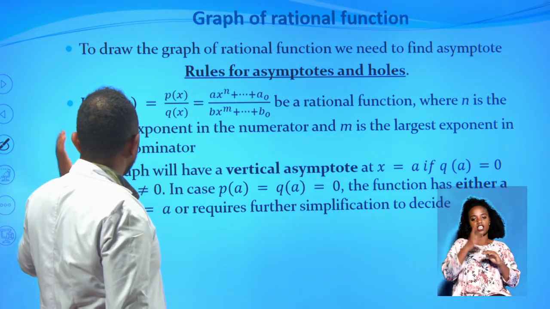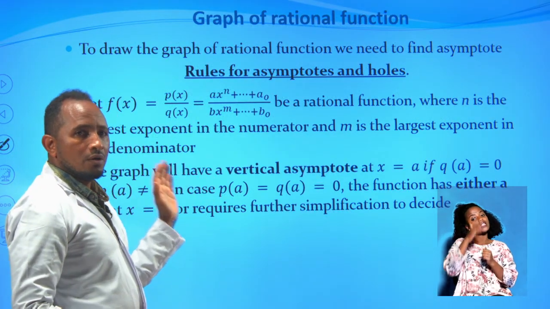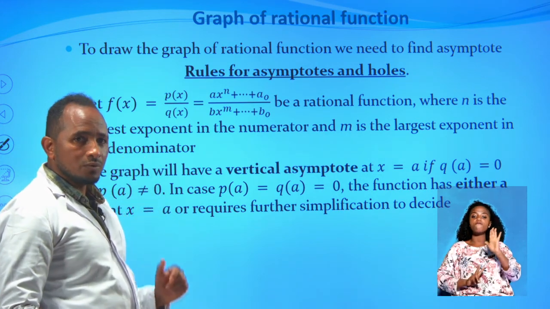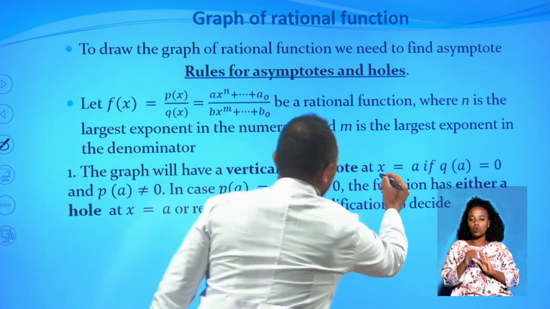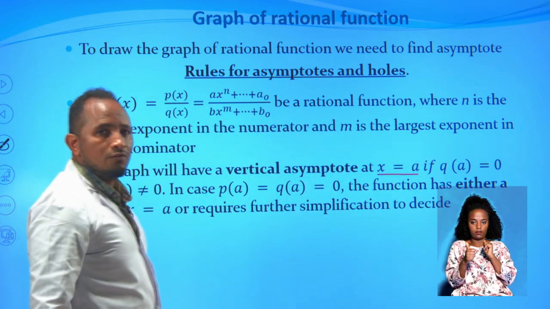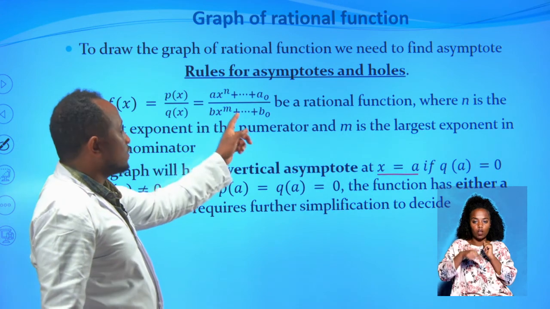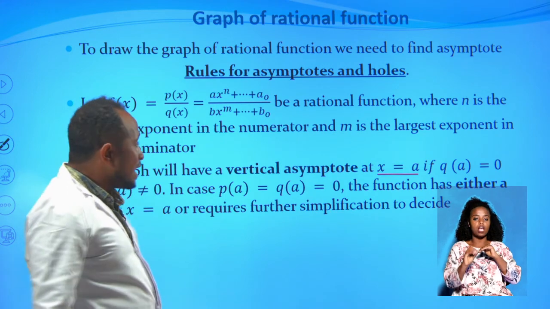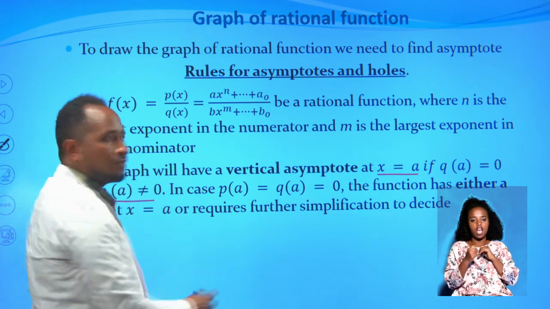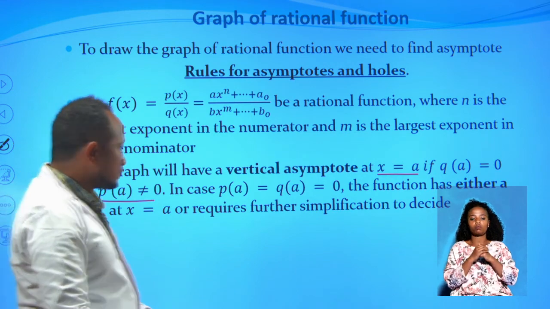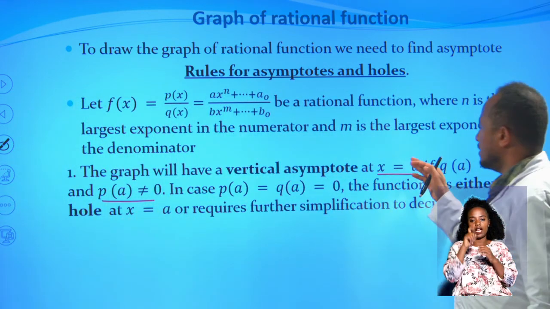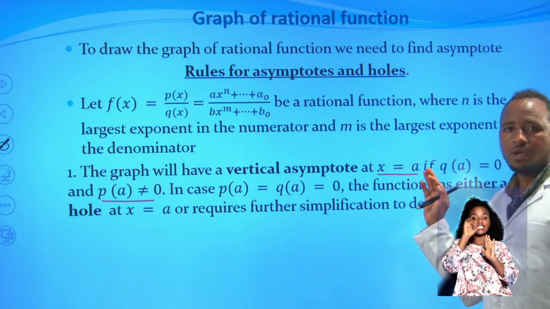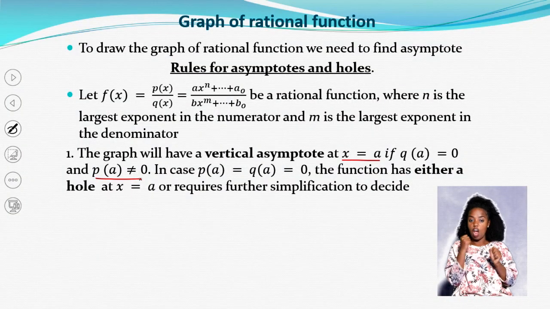So the graph will have a vertical asymptote at x equals a if q of a is 0, or in other words, if a is a value of x that makes the denominator 0 and the numerator different from 0. So x equals a will be a vertical asymptote if this x equals a makes the denominator 0 and the numerator different from 0.